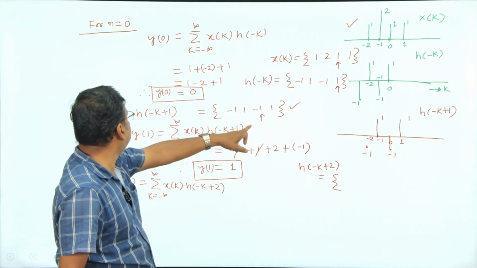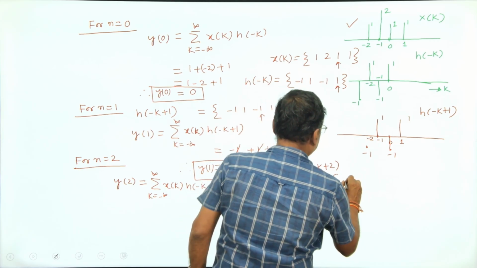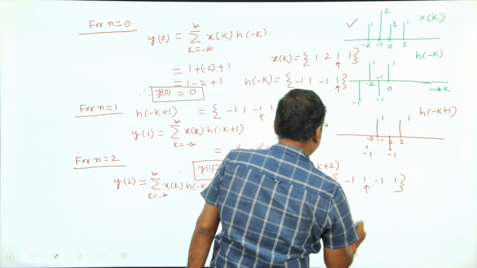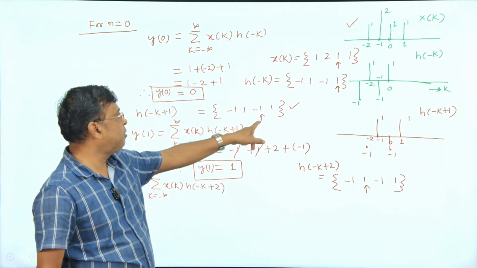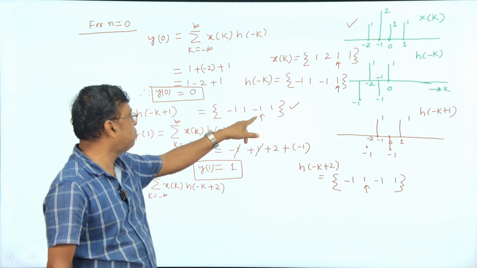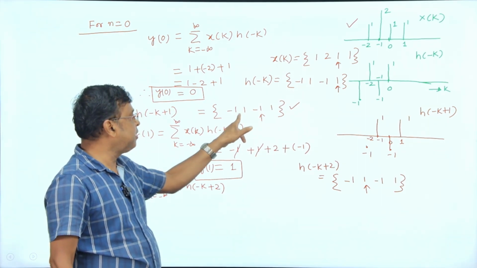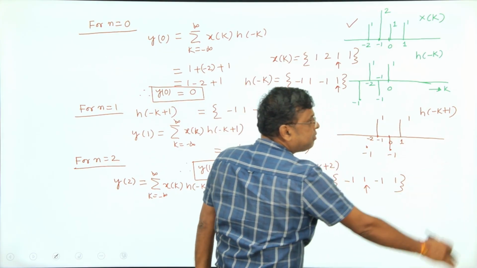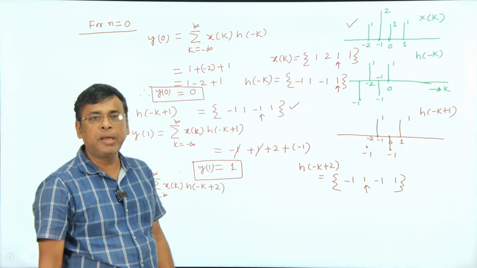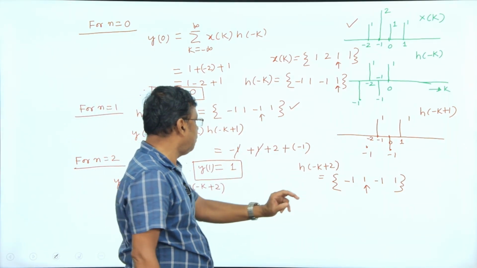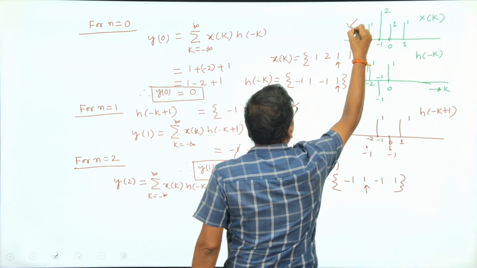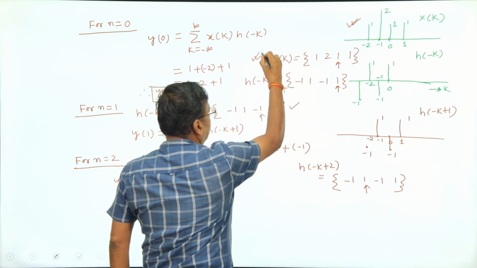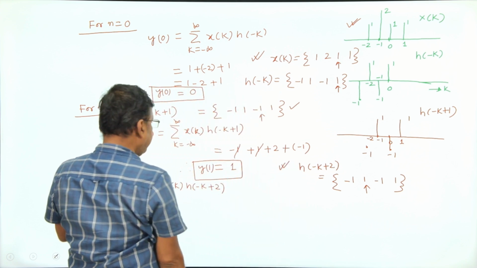This is your h of minus k plus 1. Then come to 1 here like this. That is your minus 1, and 1 is shifted like this, that is your minus 1 and 1. This is your h of minus k plus 2. Look at this here. This is your h of minus k plus 1, and we have to find out h of minus k plus 2. The sequence is shifted, the arrow mark shifted to the left by 1 unit here like this. And graphically, each sample of the sequence is shifted to the right by 1 unit from h of minus k plus 1. So this is your h of minus k plus 2. Simply multiply this with this, that is x of k with h of minus k plus 2, to obtain y of 2.